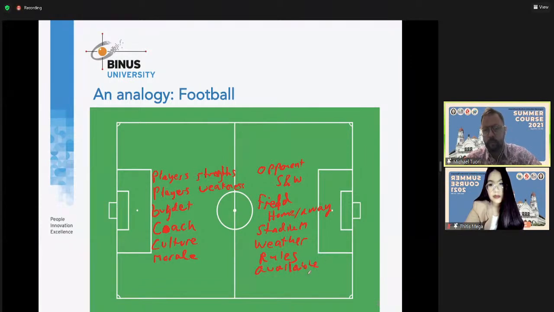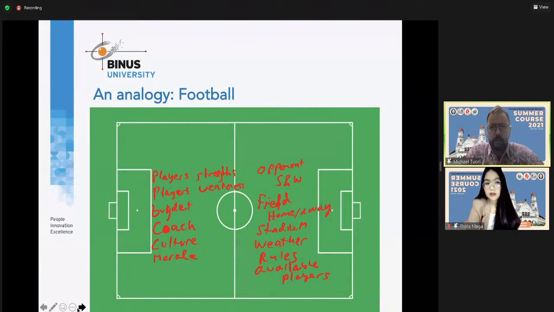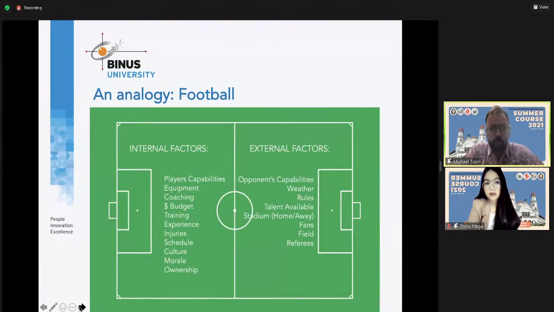So players who are not signed to your team, but you could sign them at any time, right? They're important to your strategy. There's a bunch of these things. So we have a good list here. This is a more complete list.